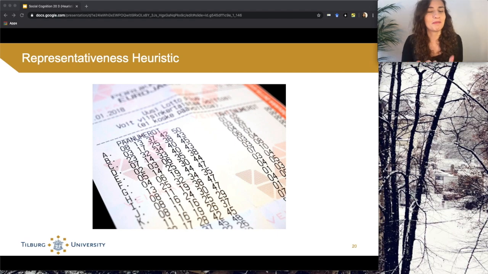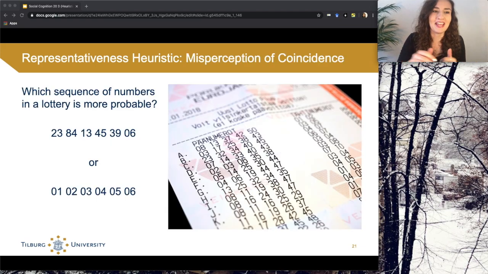So if you've taken part in this representativeness heuristic demonstration experiment, you'll see that I have asked you which sequence of numbers in a lottery is more probable. The upper sequence reads 23, 84, 13, 45, 39, and 6. And the lower one reads 1, 2, 3, 4, 5, 6. Now, of course, actually, both sequences are equally likely, since these numbers are randomly drawn.